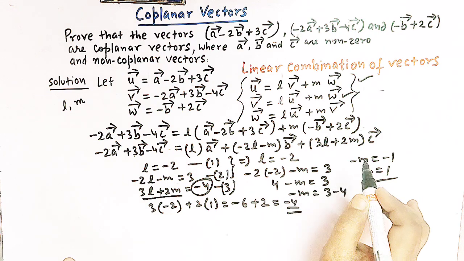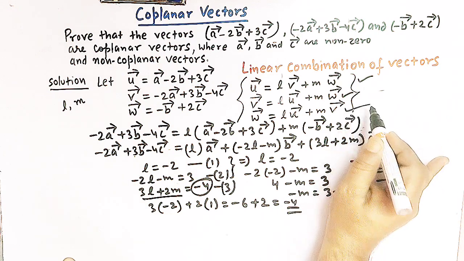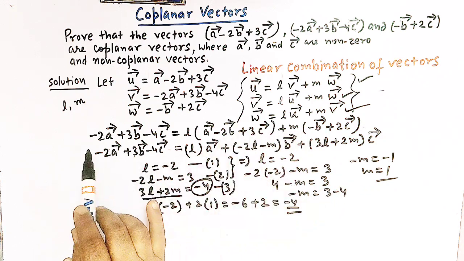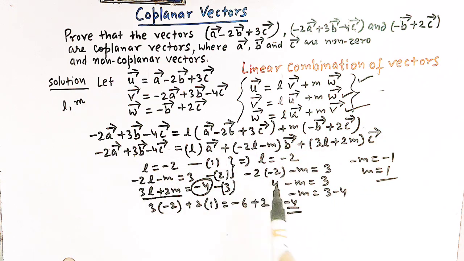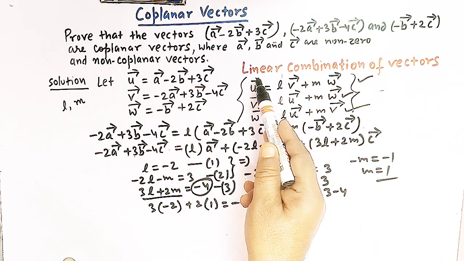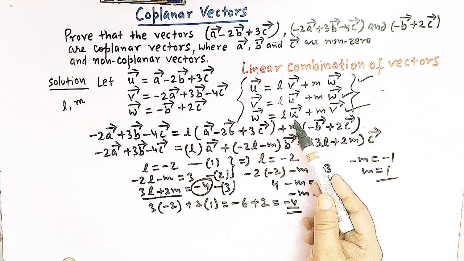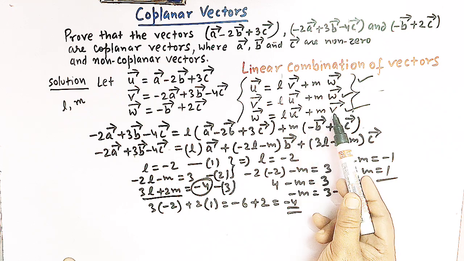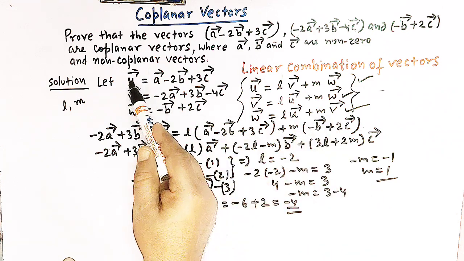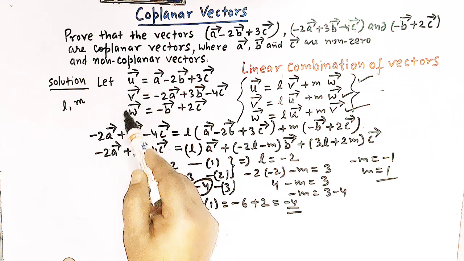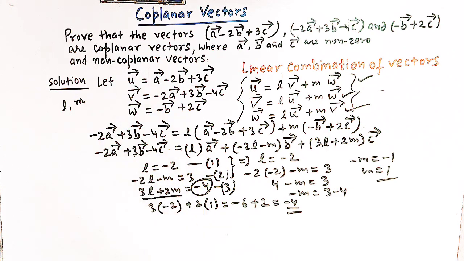And similarly, we can take this expression, and we can follow the same steps, and we can prove that w can also be expressed as a linear combination of the vectors u and vector v, and the three vectors u, v, and w are coplanar vectors.